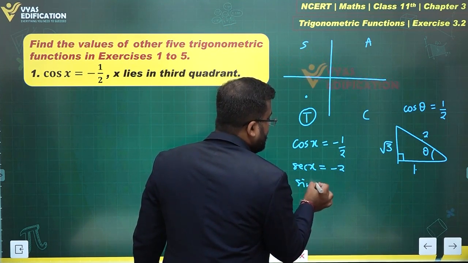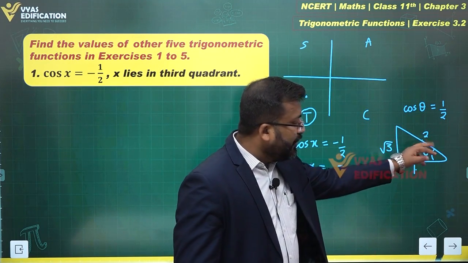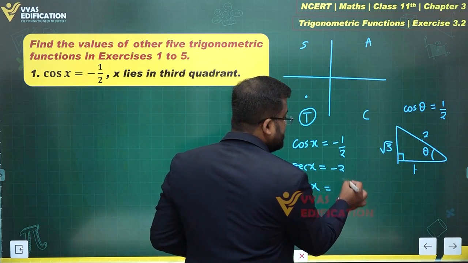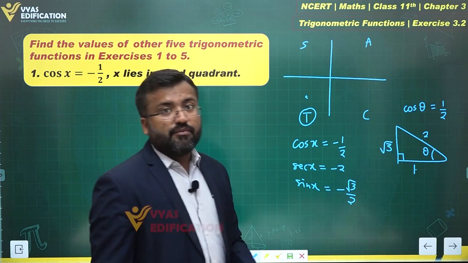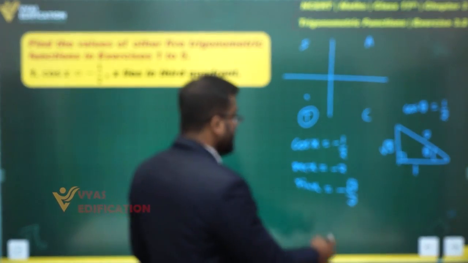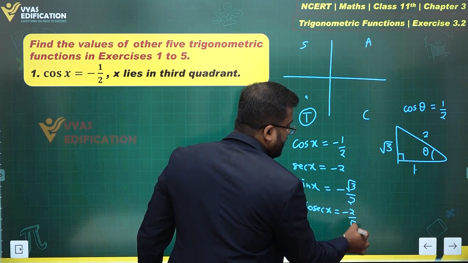Sin x would be equal to what? Sin x is simply equal to root 3 upon 2, but there's a catch. Since x lies in the third quadrant, this value has to be minus root 3 by 2, that's important. Cosec x would be reciprocal of this, so minus 2 by root 3.